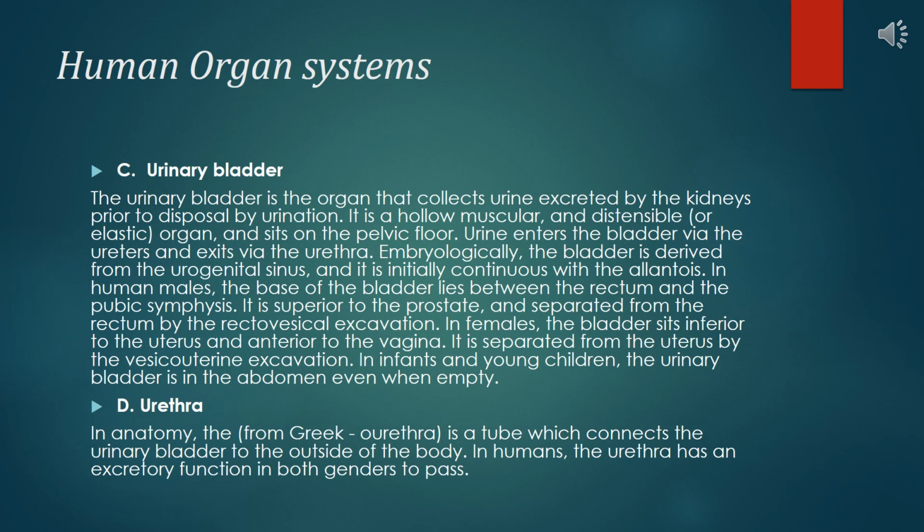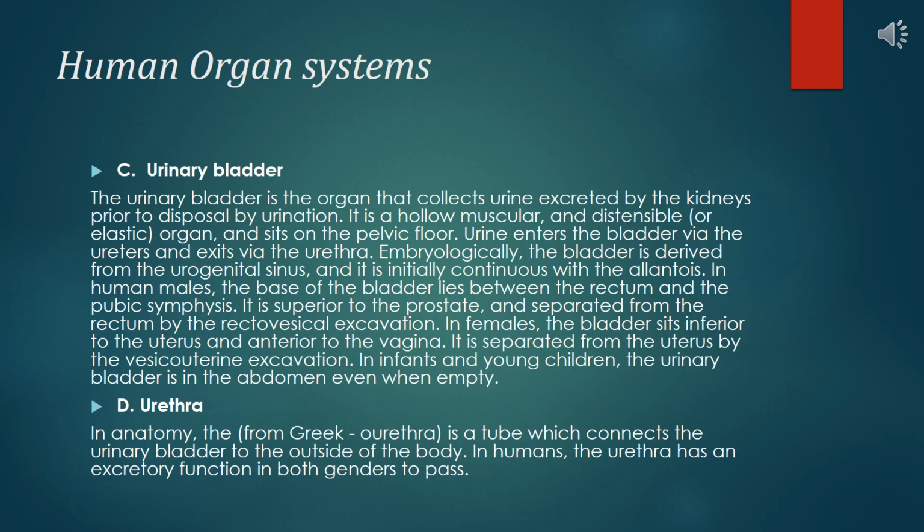C. Urinary bladder. The urinary bladder is the organ that collects urine excreted by the kidneys prior to disposal by urination. It is a hollow, muscular and distensible, or elastic, organ and sits on the pelvic floor. Urine enters the bladder via the ureters and exits via the urethra. Embryologically, the bladder is derived from the urogenital sinus and it is initially continuous with the allantois.